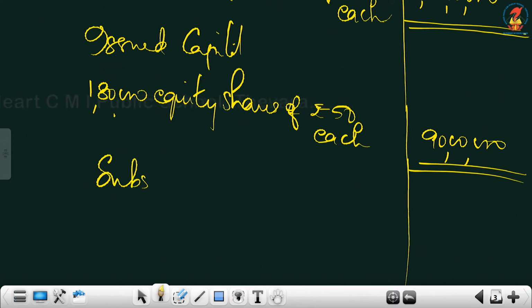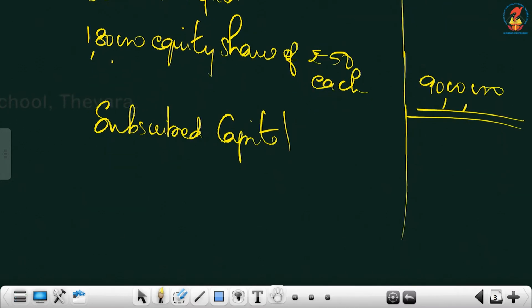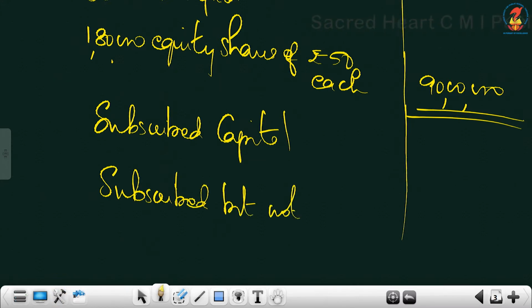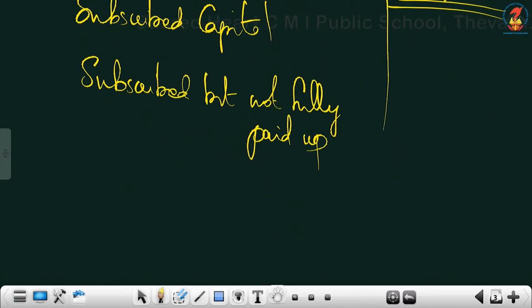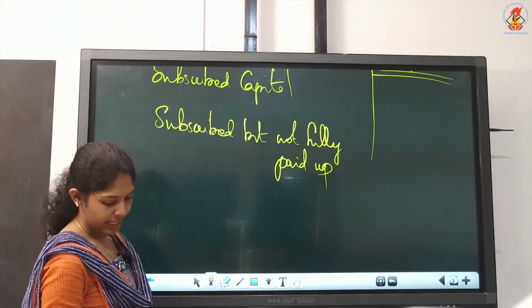Then the third category is subscribed capital. And under subscribed capital, we have only the not fully paid up category. The reason is the company has not made the call. So you write subscribed but not fully paid up.